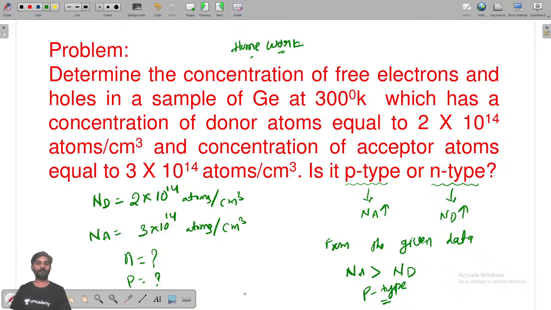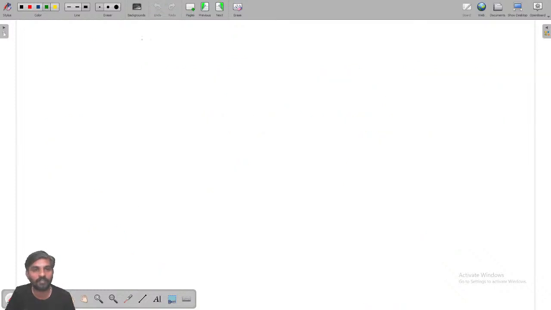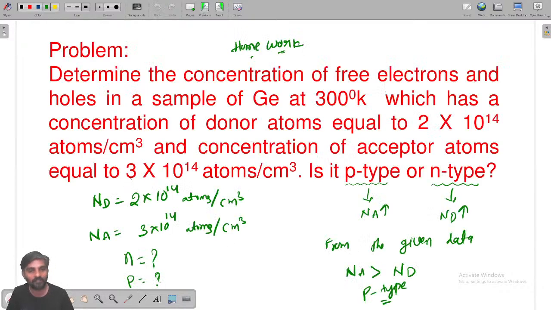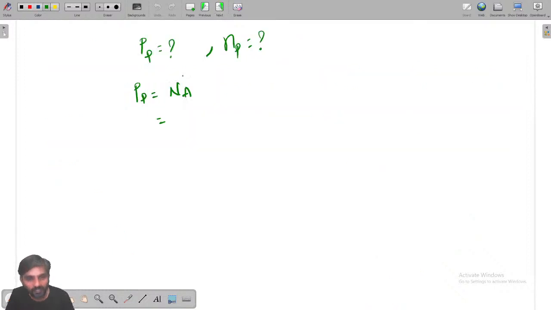It's a p type material. Now when it is p type material, what do we need to calculate? We need to calculate Pp, how much, and then Np, how much. Generally Pp is going to be NA. If you think this is exactly the value he has given, 3 into 10 to the power of 14, wrong. This is NA dash we need to consider.